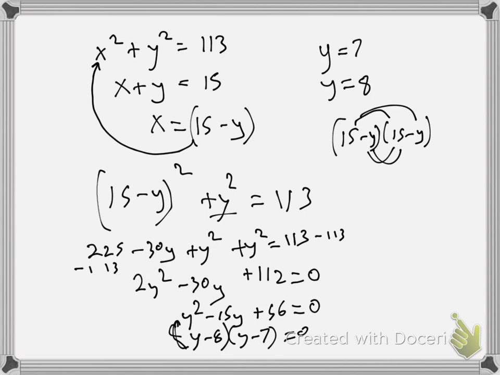Okay, so what does x equal? Well, let's just put it into here. Okay, or rather into here, right? 15 take away 7 is 8. 15 take away 8 is 7. So 8, 7 and 7, 8 must be the solutions. Okay, let's keep on going.